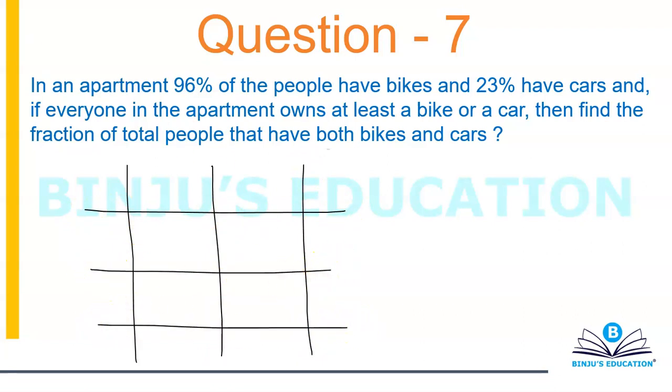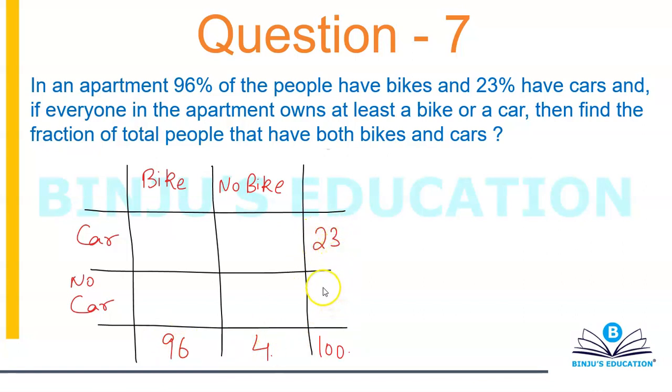So there are two quantities that we are talking about here, bike and car. So bike, no bike, car, and no car. Everything is given in terms of percentage, so I'm going to take my total to be 100 itself. You can take it to be x also, it's completely your call. So 96 have bikes, that means 4 do not have a bike. 23% have cars, which means 77 do not have a car.